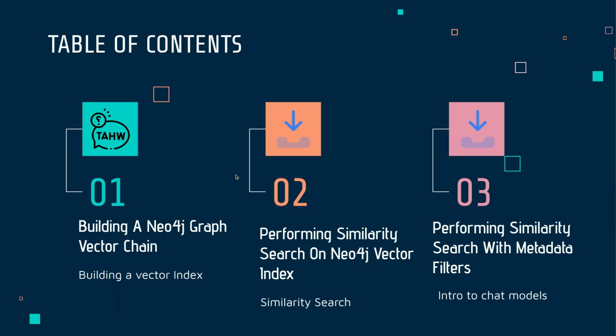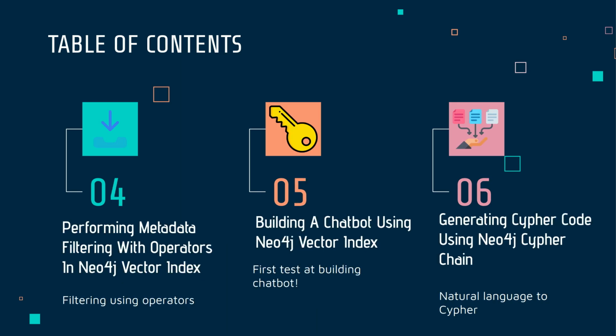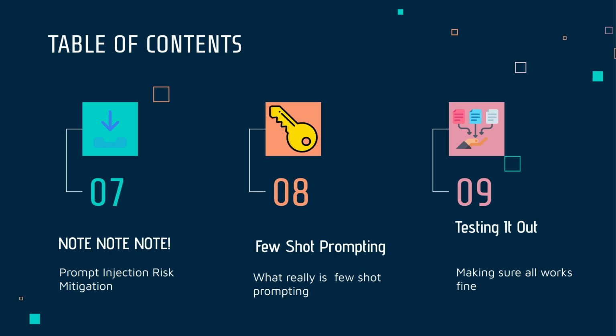So these are the things that we'll be covering: building a Neo4j knowledge graph, performing similarity search with metadata filters, performing similarity search with operators, building a chatbot, and converting natural language into Cypher. We're also going to learn a bit about the risk of doing this, because there's something called prompt injection, and prompt injection can be used by hackers to affect your system. We'll look at what exactly that is.